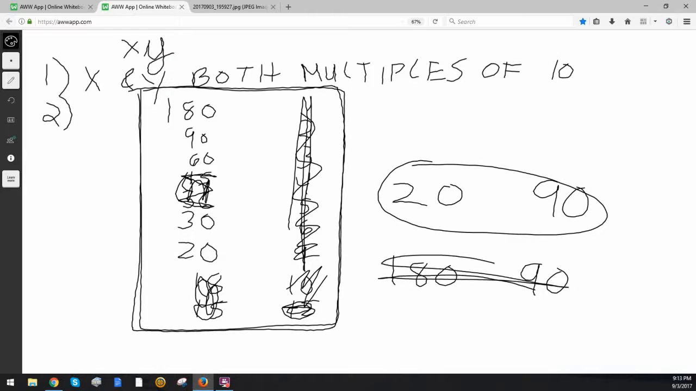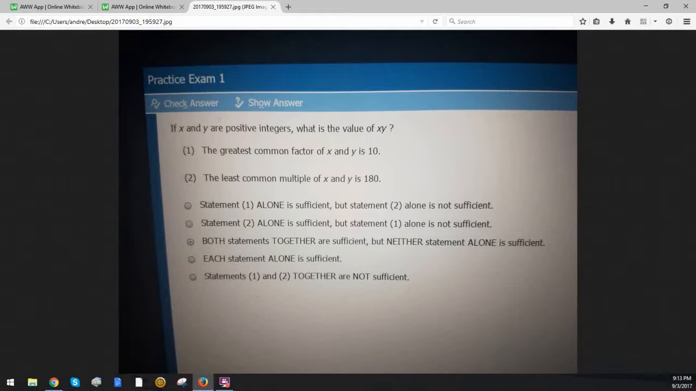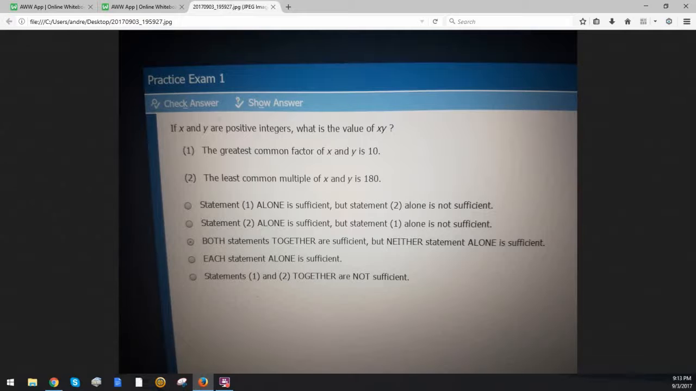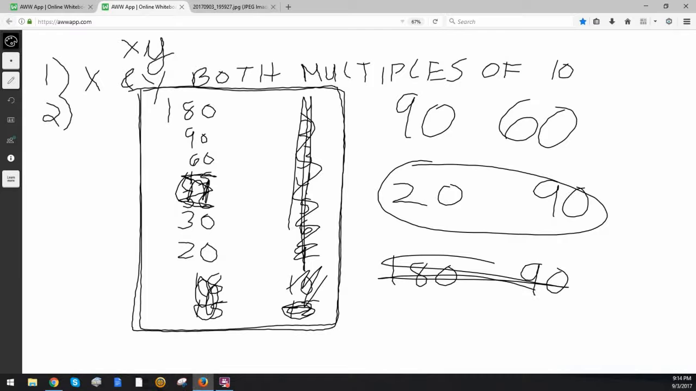You can try the rest of them. Try 90 and 60. They satisfy the second statement, that the least common multiple of those two numbers is 180. That's true. But is their greatest common factor 10? No, their greatest common factor is 30. So the only ones that work are 20 and 90.